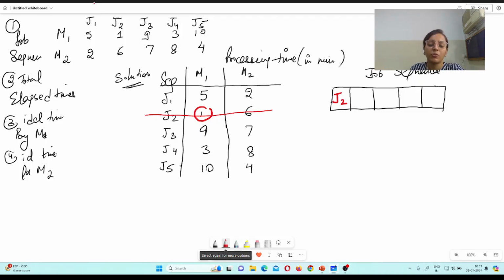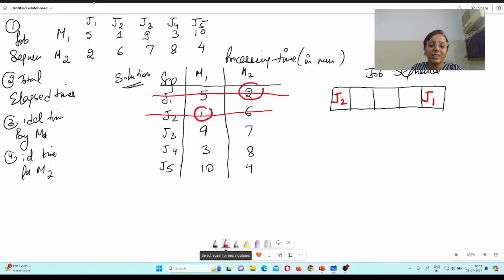Now the second step is to find out the next least processing time. So the next least processing time is 2, that is on machine number 2. See, it is on machine number 2. Therefore, we will make a sequence from the end. That is, J1 will come up from the end. Then we have to delete this J2, J1 also.